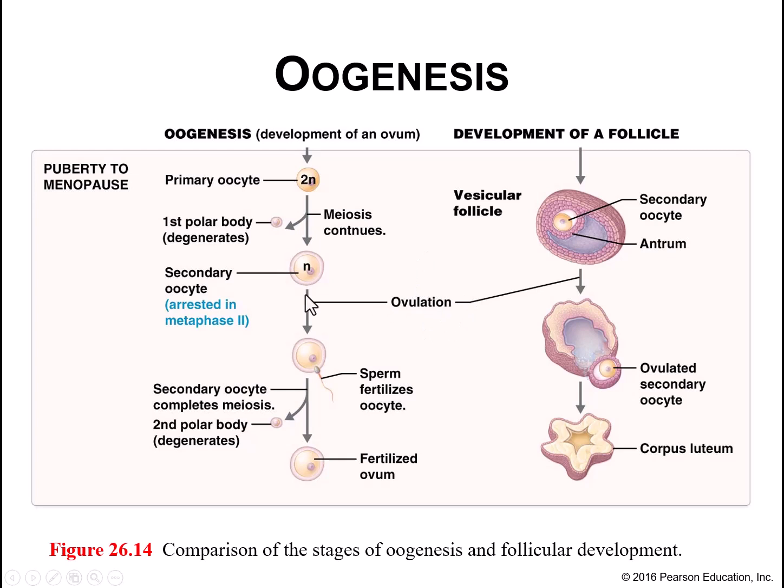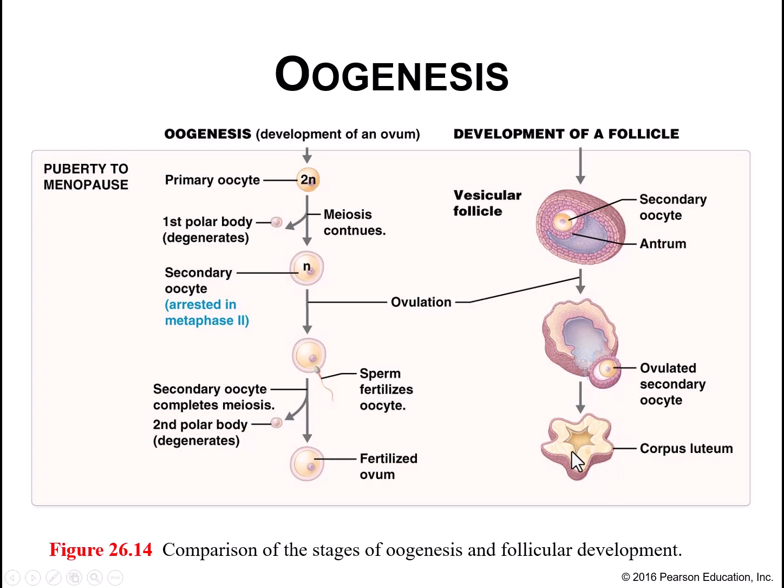Once we've rested in metaphase 2 and we get a surge of LH, if you recall those hormones from our endocrine chapter, luteinizing hormone, actually it's a surge of luteinizing hormone, then we get ovulation. The secondary oocyte is ovulated with a layer of those granulosa cells still surrounding it, and the follicle degrades into a corpus luteum.